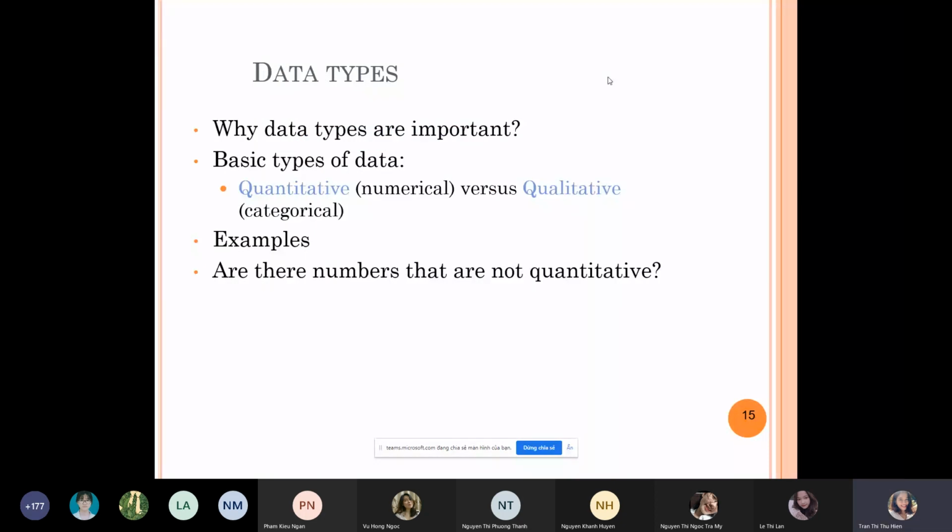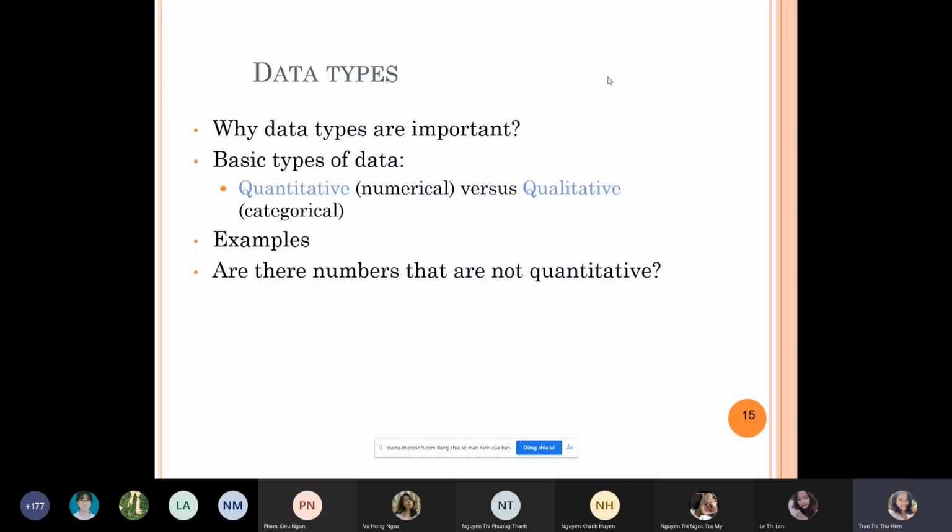So data can be classified as either of two types. The first one is categorical, and the second one is quantitative. Quantitative, or numerical, is a number like that. And qualitative is categorical. So data that can be grouped by specific category are referred to as categorical data. And data with numeric values to indicate how much or how many are referred to as quantitative data.